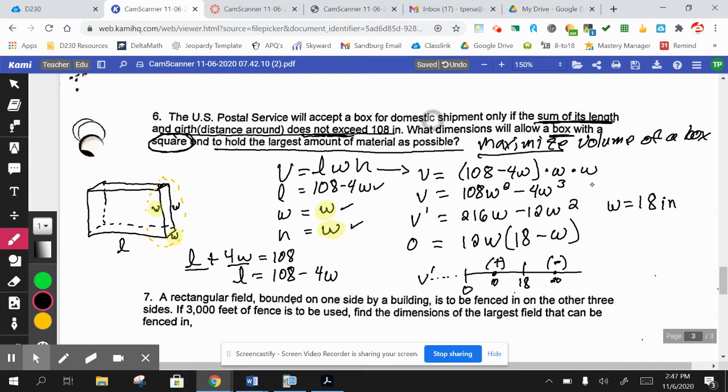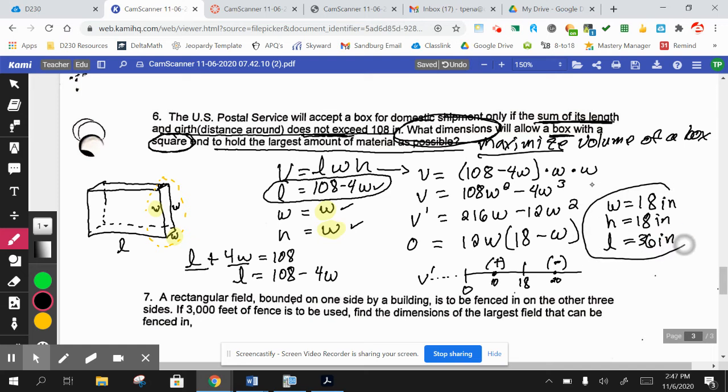The question is asking what dimensions, so we want all three of them. Well, our width and our height had to be the same, so that's got to be 18 inches. And then our length, here's our length over here. Let W be 18, so 4 times 18 is what, 72? And then 108 minus 72 should give us 36 inches. Those are the dimensions we would want to use to make that box as big as possible.